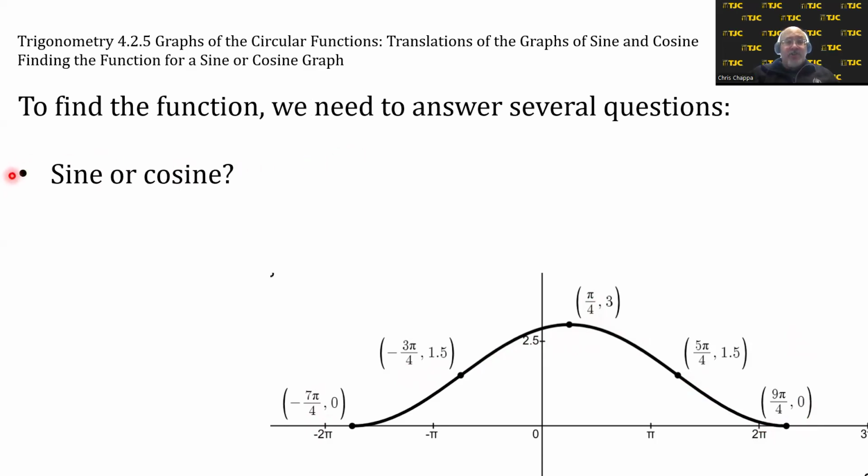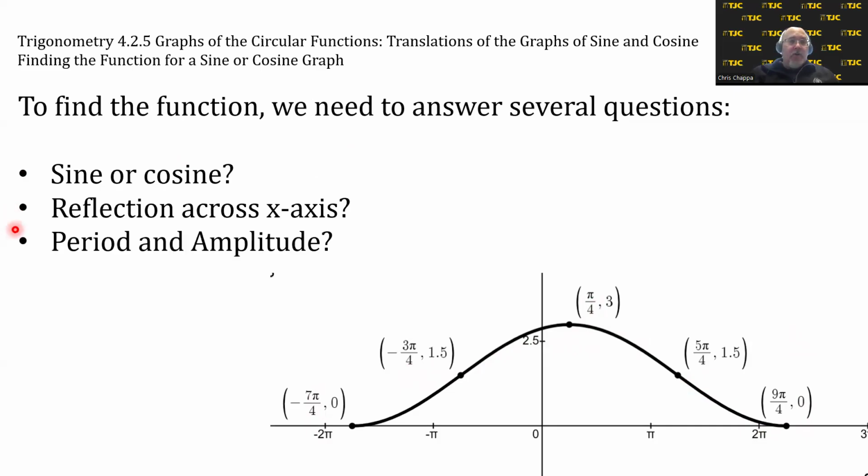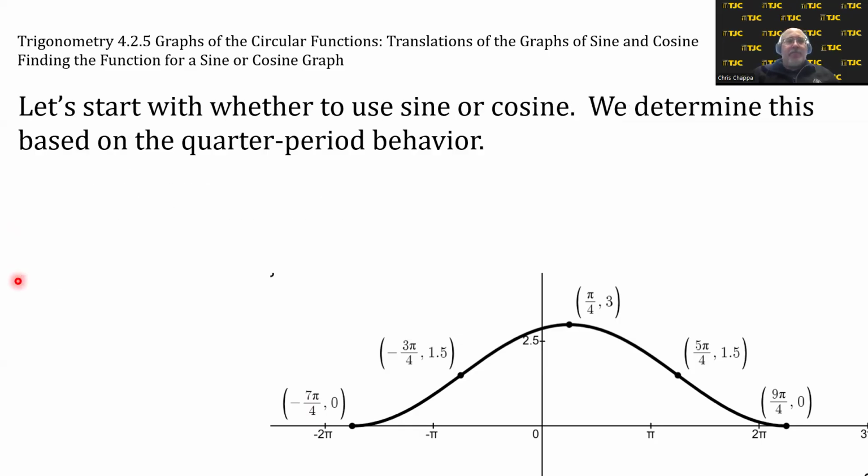The first of which is, is this sine or cosine? The second of which is, was there a reflection across the x-axis? The third question and fourth question, what is the period and what is the amplitude? And then the fifth and sixth questions are, what are the translations, both the horizontal and the vertical? So let's take it one question at a time. Let's start with whether to use sine or cosine.